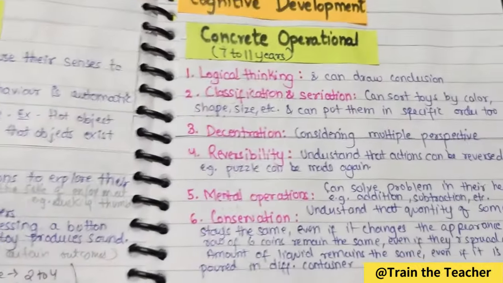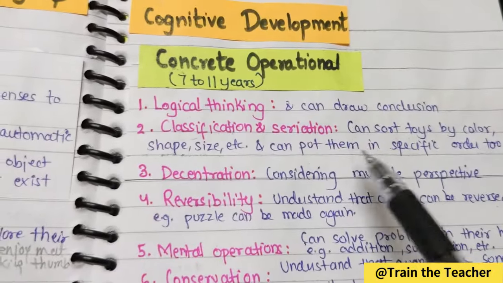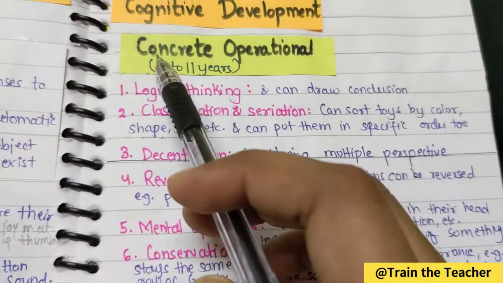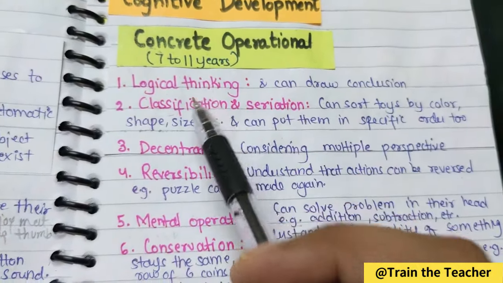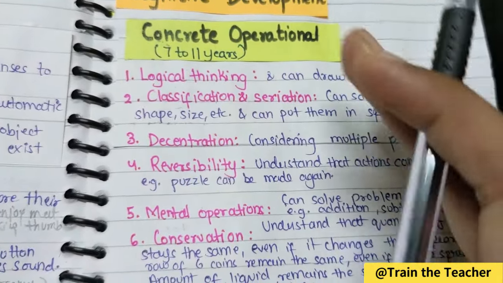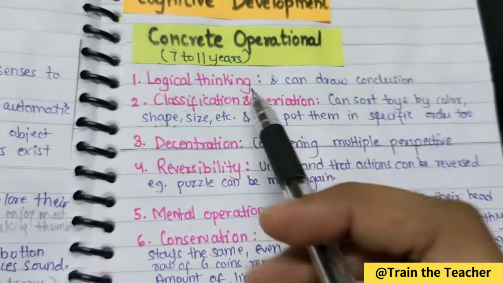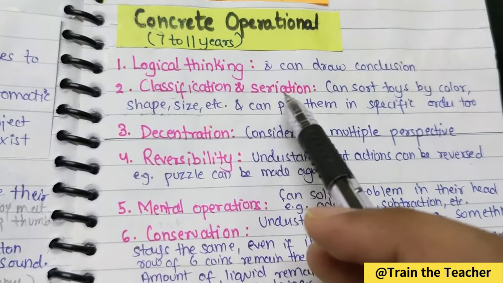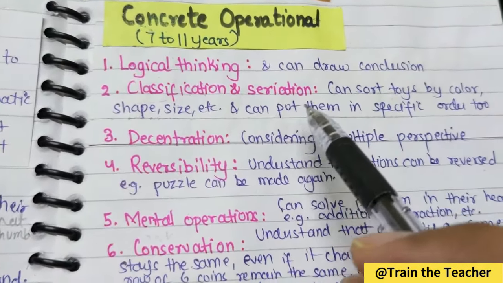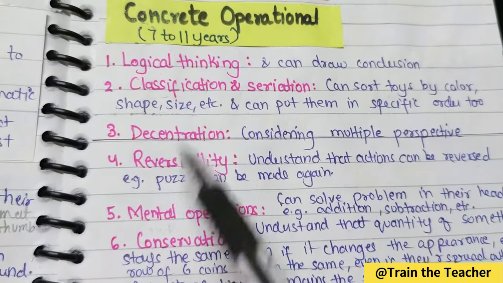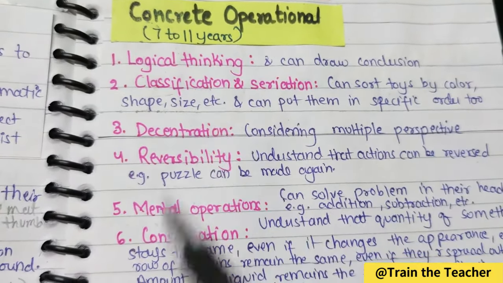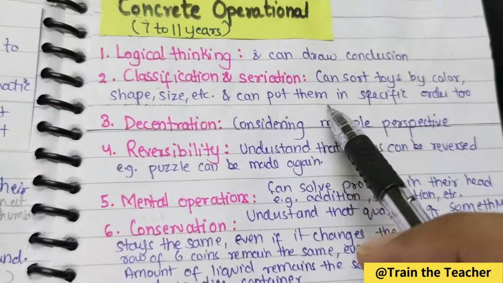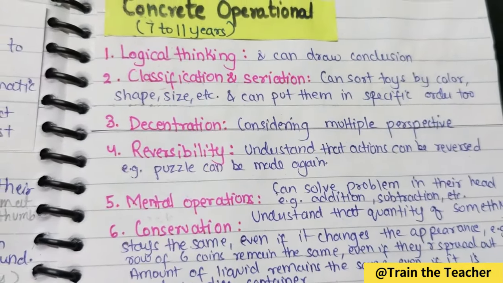Now we'll go to the next one, which is concrete operational, 7 to 11 years. तो यहाँ पे अब हम देखेंगे कि काफ़ी सारी चीज़ें बच्चों को समझ आने लग जाती है, जैसे कि लॉजिकल थिंकिंग. Okay, they can draw conclusion, classification and seriation. So they can sort toys by color, shape, size, etc. classify कर पाते हैं, and they can put them in specific order too.